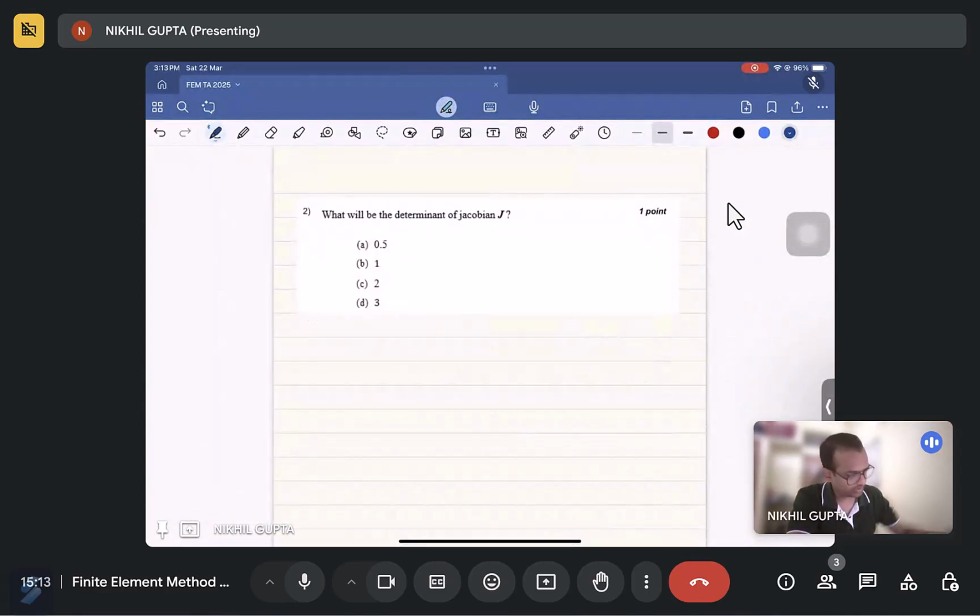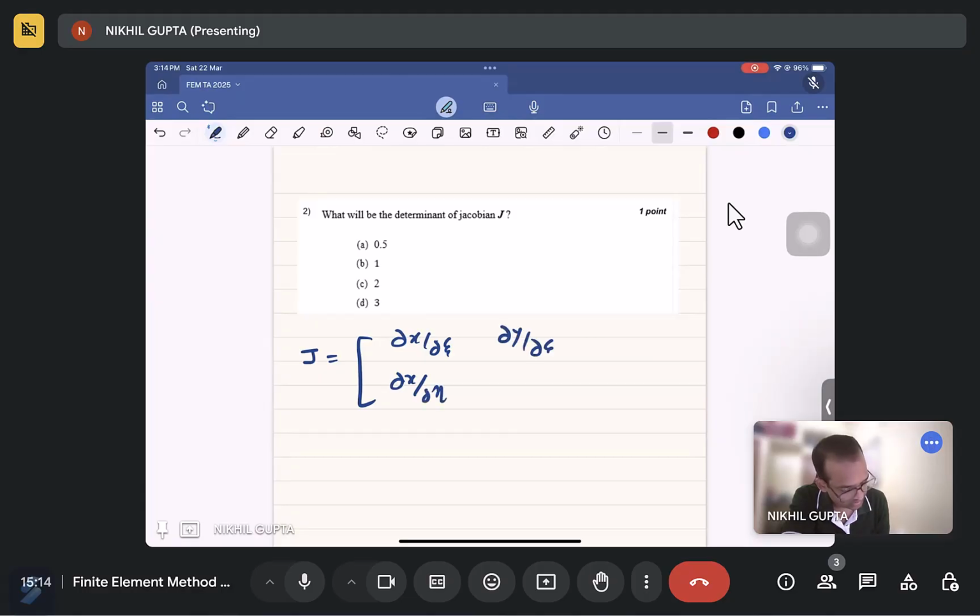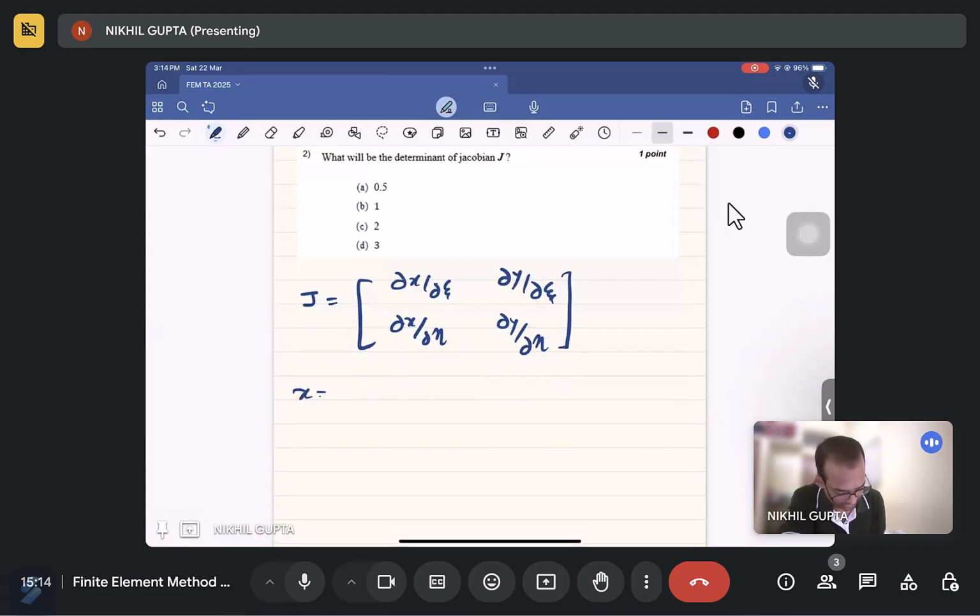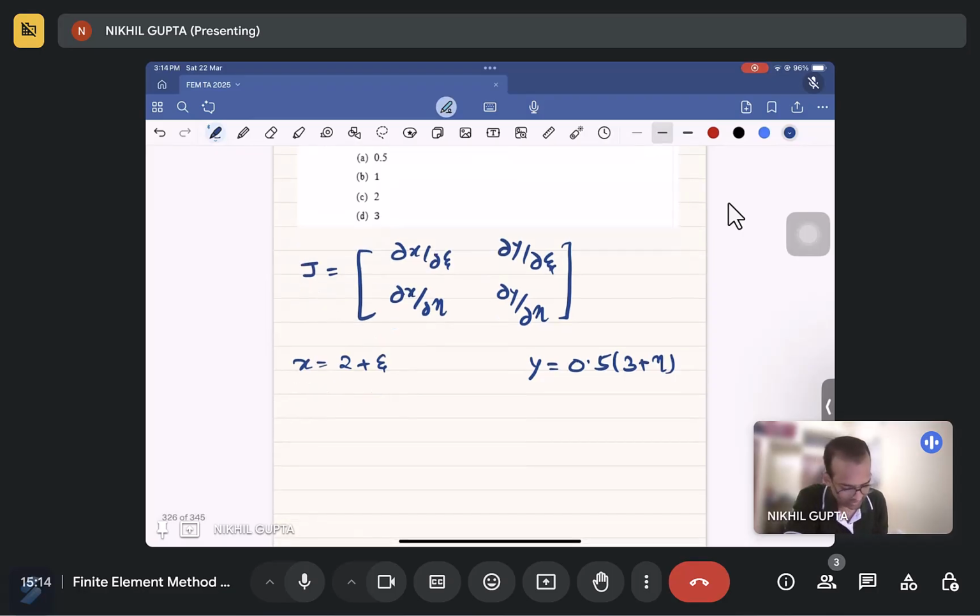So the other question is, what will be the determinant of Jacobian J? So we all know what Jacobian is. It is del x by del xi, del x by del neta, del y by del xi, and del y by del neta. Okay, so we have calculated x and y in the last question. So x is this and y is 0.5 times 3 plus neta. Now we can calculate the terms which are present in the Jacobian.